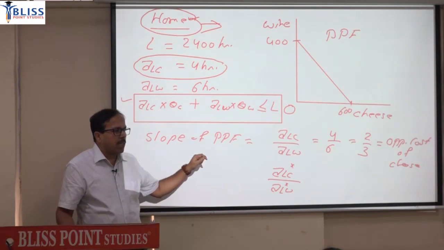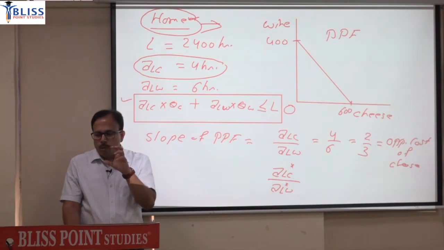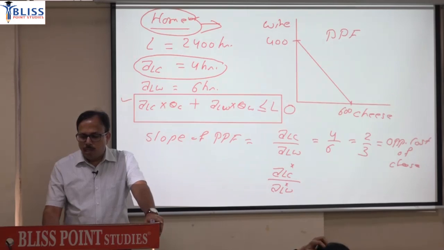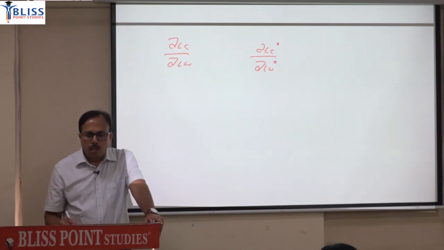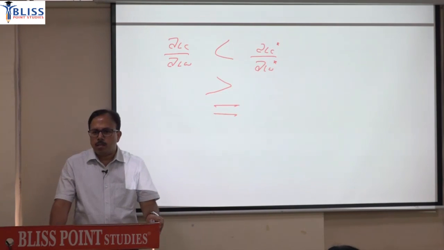मतलब जहाँ जहाँ स्टार मार्क करेंगे वो किसके लिए कैलकुलेट कर रहे हैं? For the foreign country. So you calculate ALC by ALW for home country, you calculate ALC by ALW for the foreign country. Once you calculate ALC by ALW, calculate ALC star by ALW star. Now this could be less, this could be more, maybe equal, all three possibilities there.